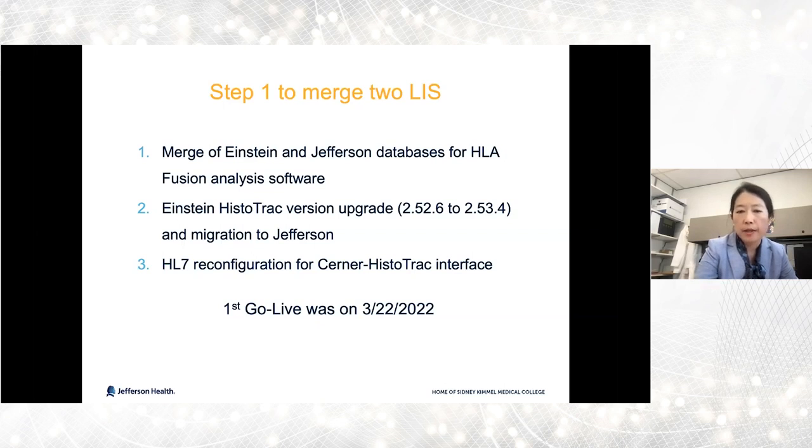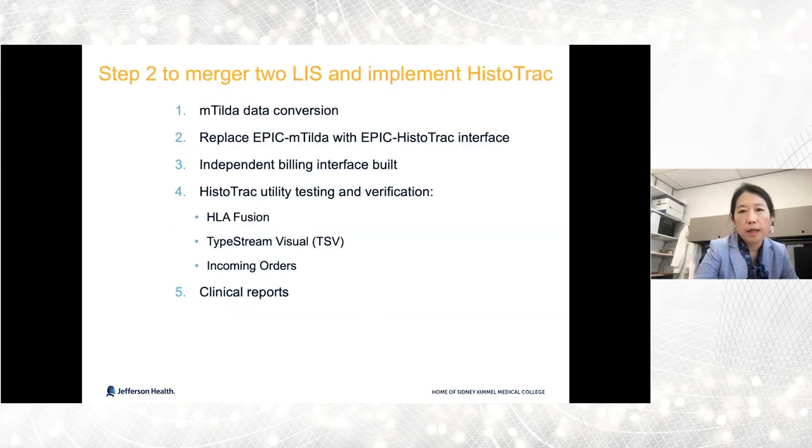So at this stage, the lab no longer needed to remote to Einstein to result. But we still have 2 systems in the lab, Metida and HistoTrac. So the second stage includes a lot more work. It's pretty much 5 major components you can see from here.